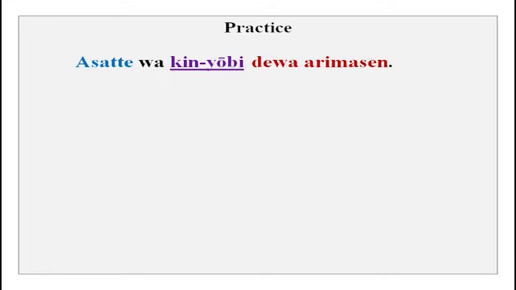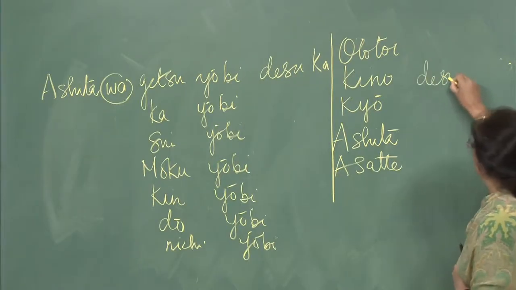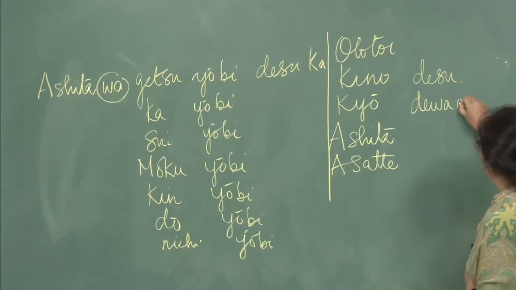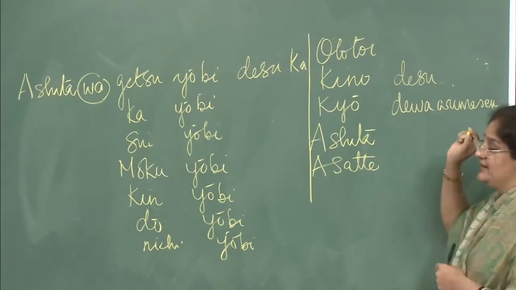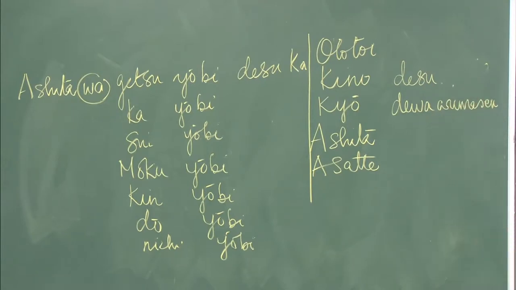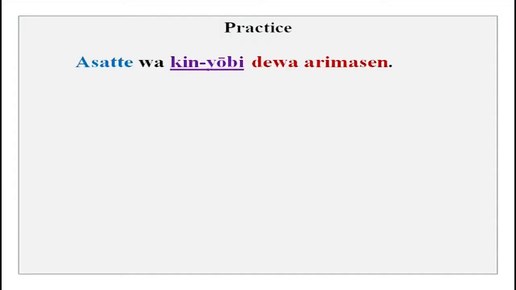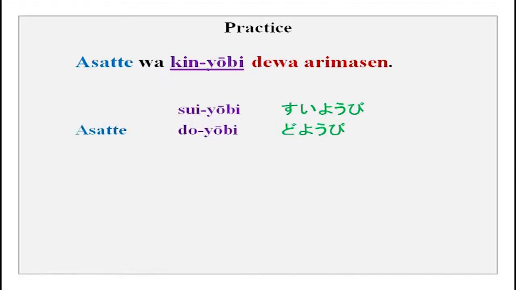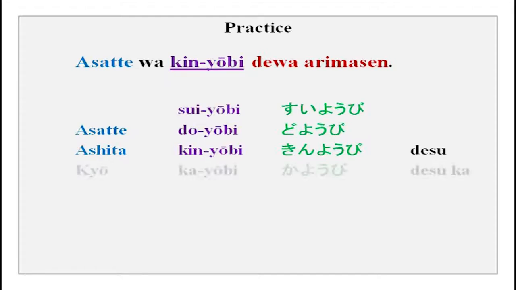Now we can do the same exercise with dewa arimasen, as I just told you. Desu or dewa arimasen. We did it in the beginning. Desu is positive and dewa arimasen is negative for desu. So asatte wa kinyobi dewa arimasen. Asatte wa suiyobi dewa arimasen. Asatte wa doyobi dewa arimasen. Or ashita wa kinyobi desu, as we did just a while back. Kyō wa kayobi desu ka? It's a question.